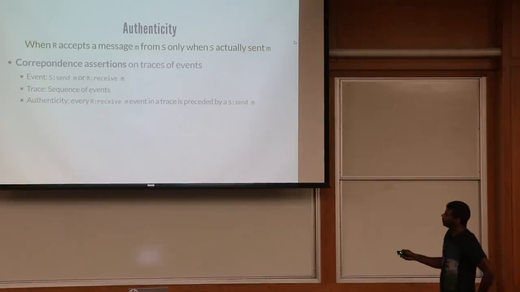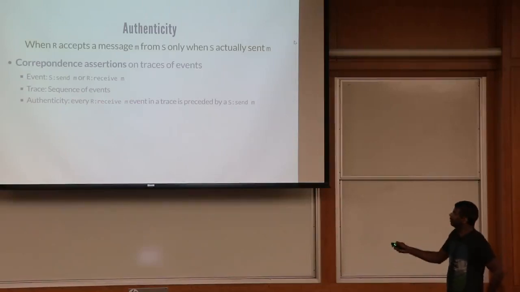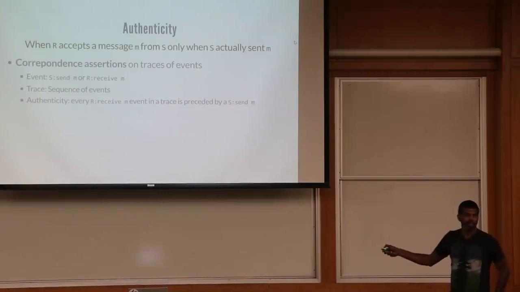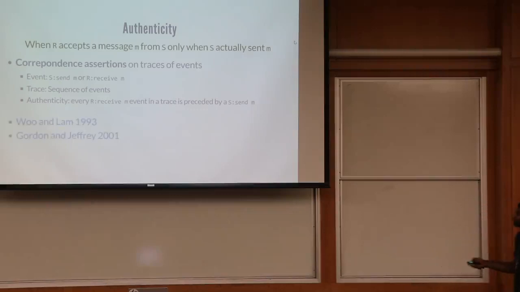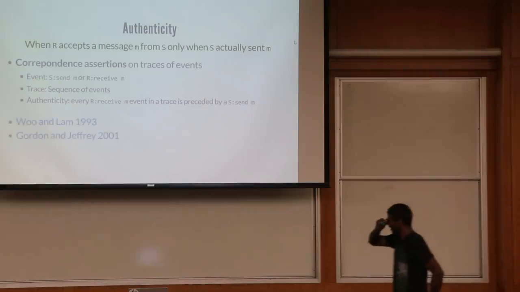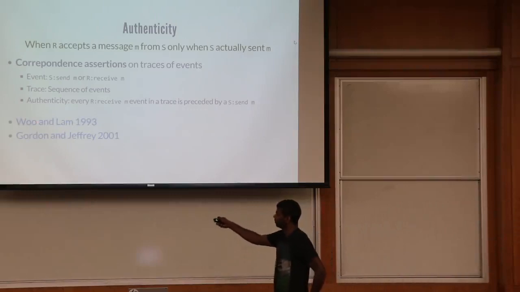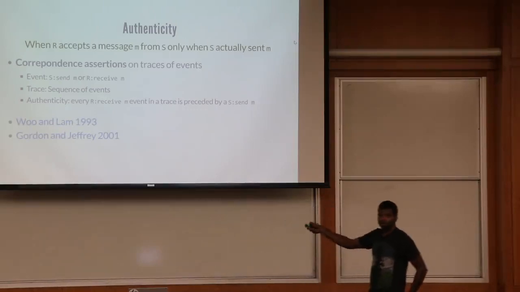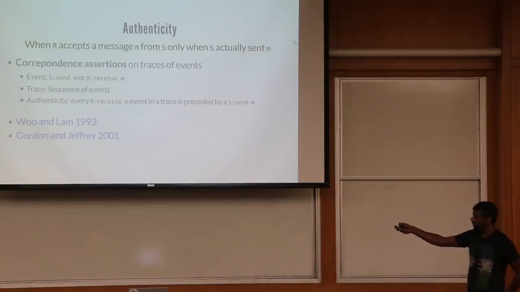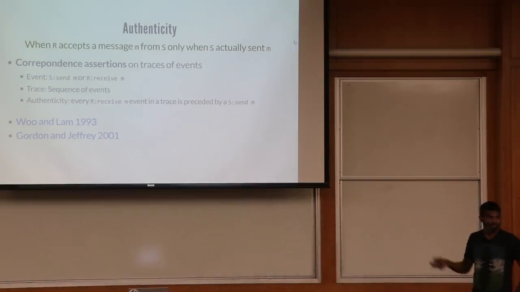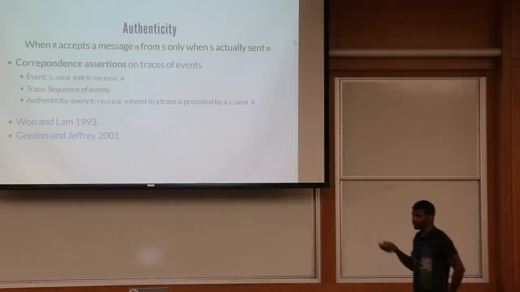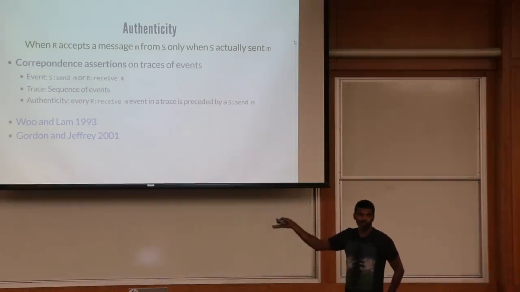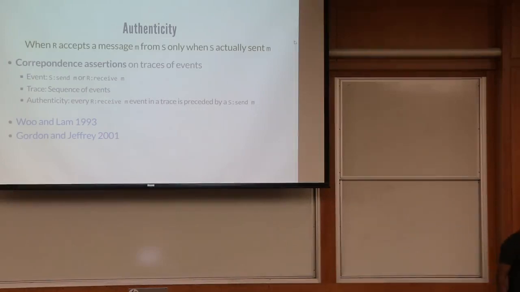A trace is authentic if in every trace, whenever you have an R receive M event, then in the same trace there is a preceding event saying that S sent M. These correspondence assertions are originally from some work by Wu and Lam in '93. Andy Gordon and Alan Jeffrey did a lot of work in this space too. There's a really nice paper by them in 2001 describing how you can prove these kinds of correspondence assertions by typing. Those are good references if you want to learn more.